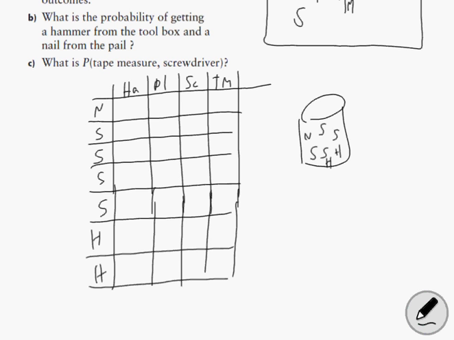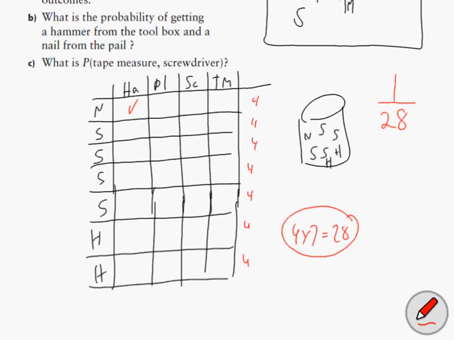So it says, what is the probability of getting a hammer from the toolbox and a nail from the pail? So what I'm going to do here, I could fill in my whole sample space inside this table, or I could simply put a check mark on every part that's the hammer and the nail. How many of them are there, hammer, nail? Just one possibility out of how many combinations? There's 4 times 7, which is 28 possibilities. So there's one chance out of 28, which has a percent.